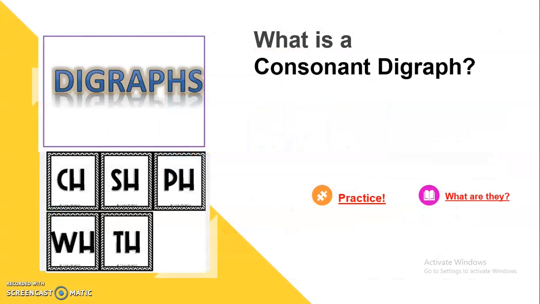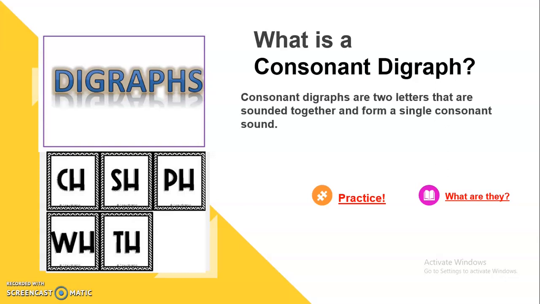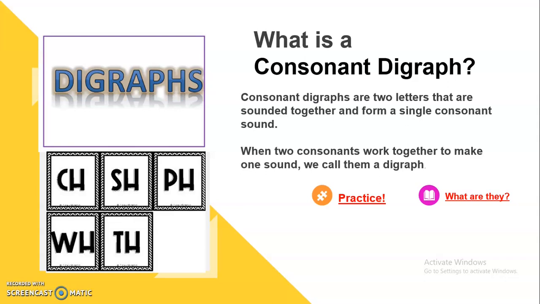So let's start by defining what a consonant digraph means. A consonant digraph can be defined in this way. These are two letters that are sounded together and form a single consonant sound. That means when two consonants work together to make one sound, we call them a digraph.